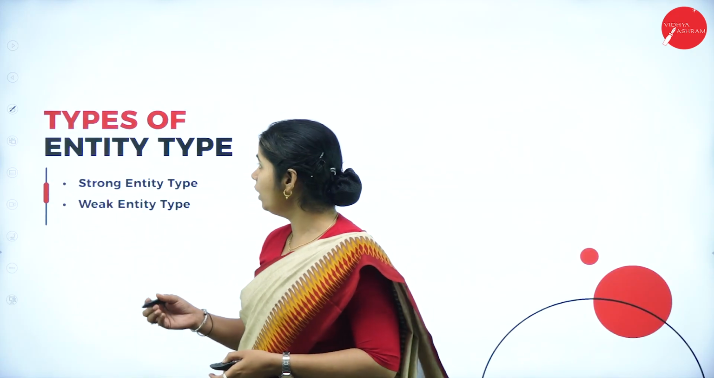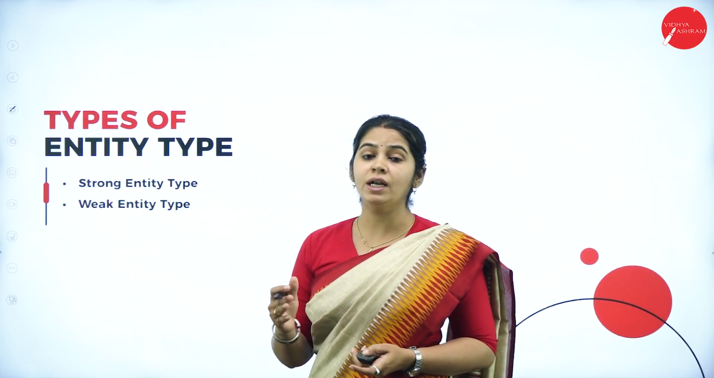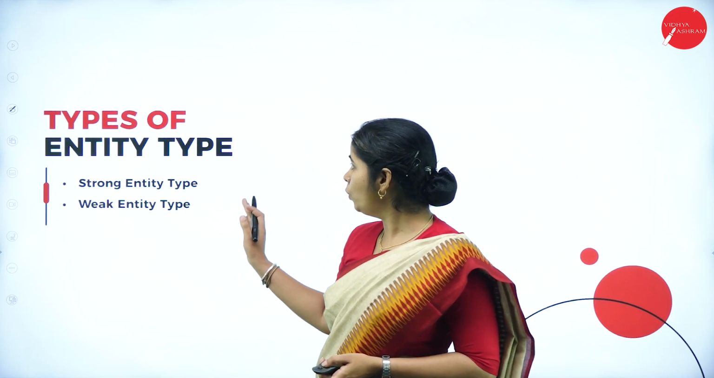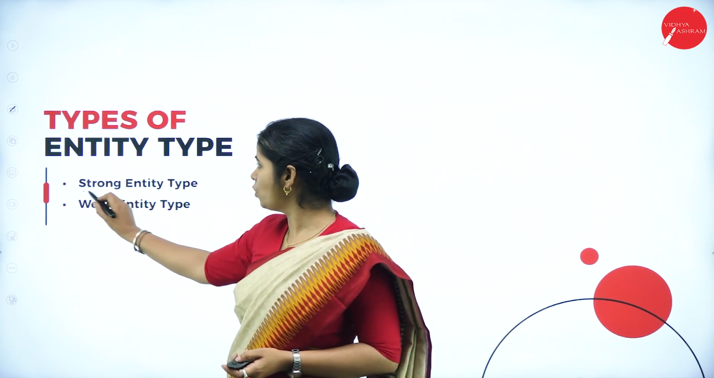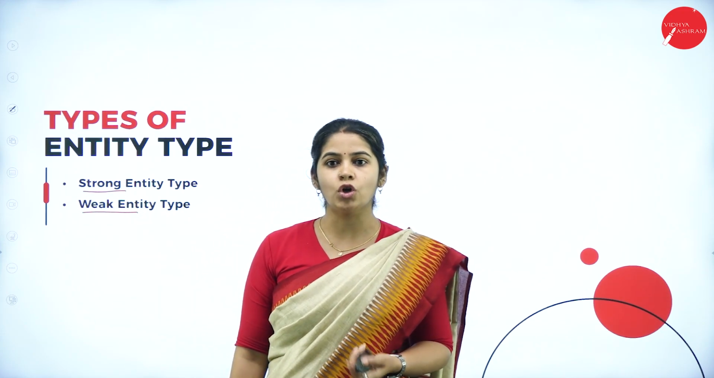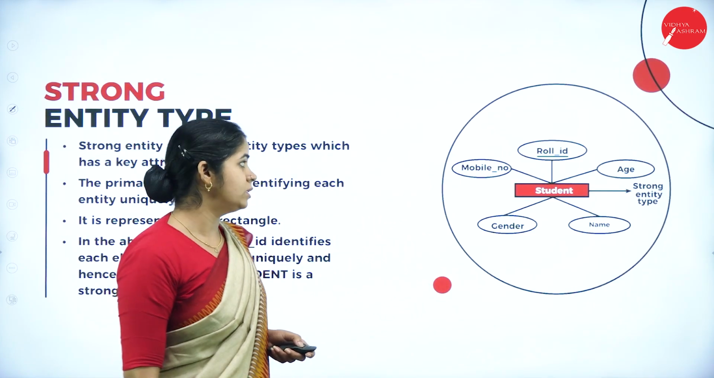Next, we are going to look at the different types of entity type. How many types of entity types are there? Two types: one is strong entity and the other is weak entity. Let's see one by one what is a strong entity and what is a weak entity.